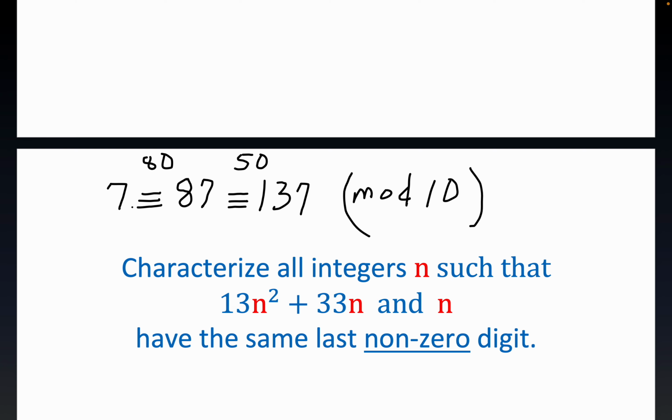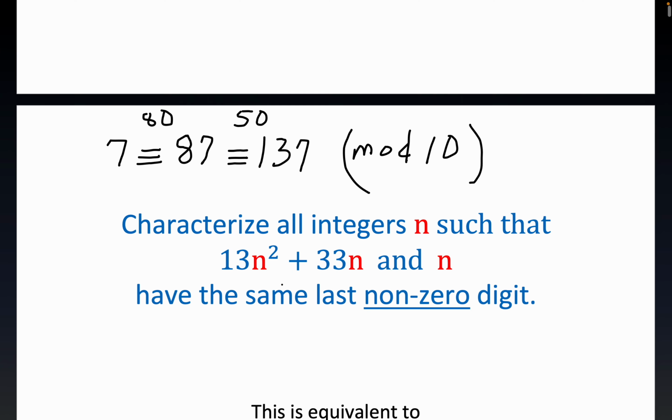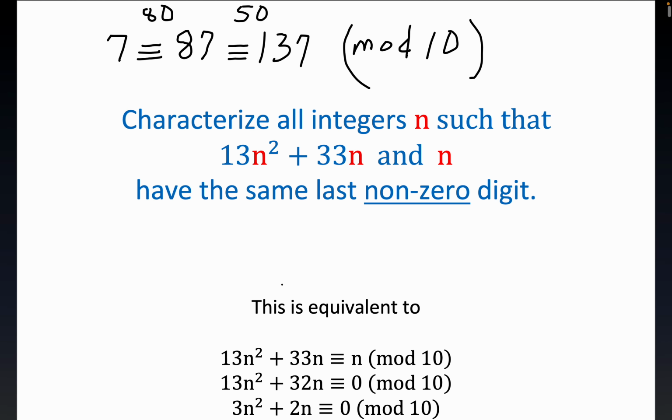And notice they all have the same remainder, namely 7. 87 divided by 10 has a remainder of 7. 137 divided by 10 has a remainder of 7. All right. And so that kind of motivates what we're going to do here as a problem approach.